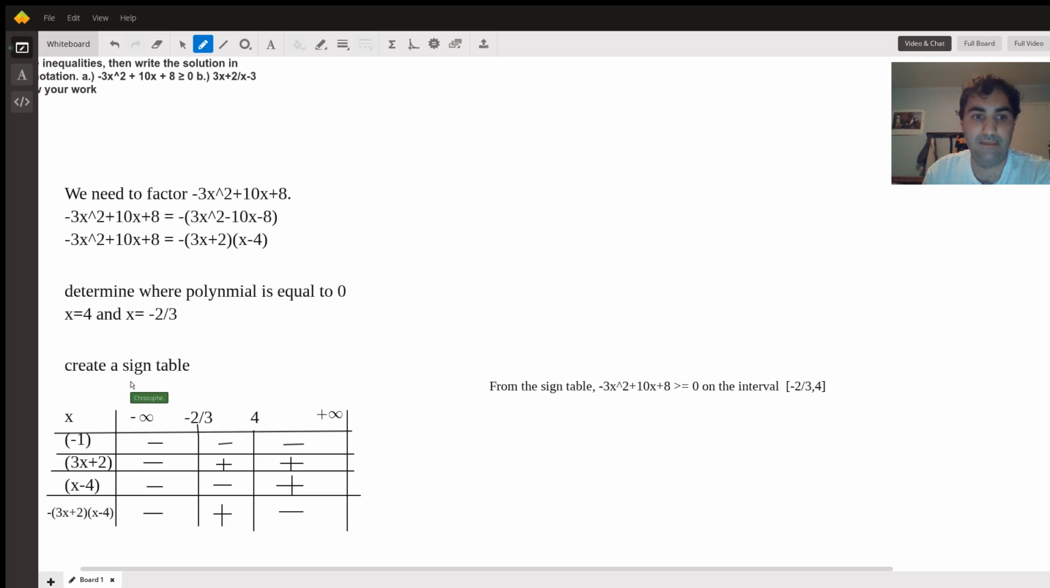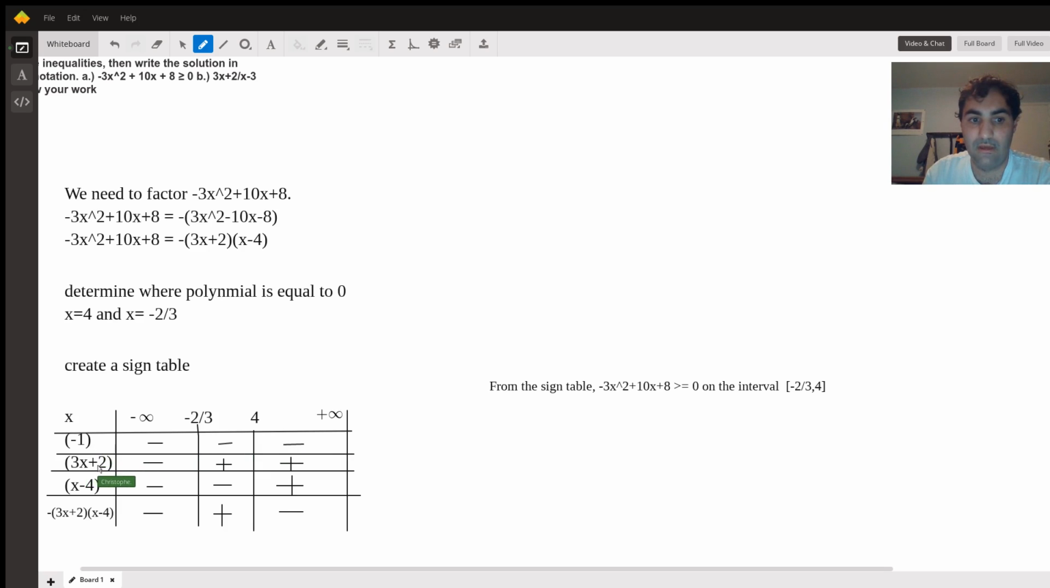A sign table basically means we take each factor. So this is -1, this is 3x + 2, and this is x - 4. And we're going to determine where each of these terms are negative and where they are positive. So -1 is going to be negative no matter what value, because it's always going to be -1. It's not a variable, it's a constant. So we put minus, minus, minus.